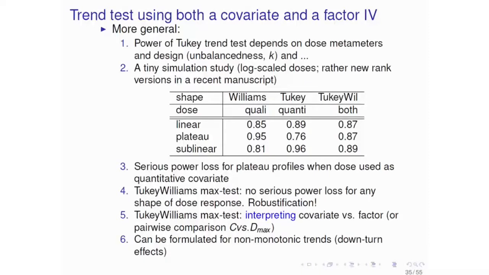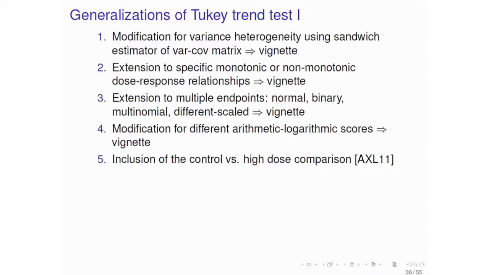But look at that. That's an average power. It never fails, and it never has the best power. I think this is a good choice for practical solutions. So I will skip here, look at the vignette of the package, and you will see a lot of generalizations for non-monotonic ones, for multiple endpoints, etc., etc.